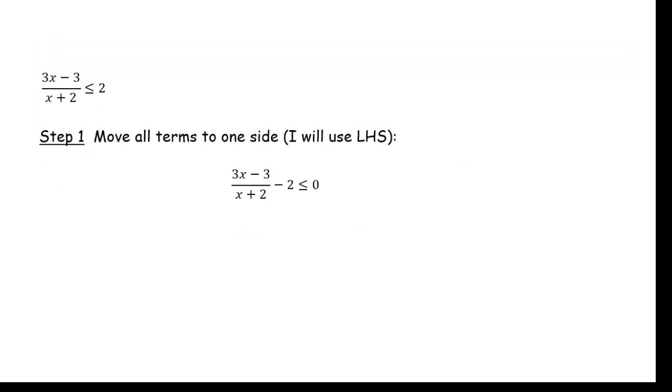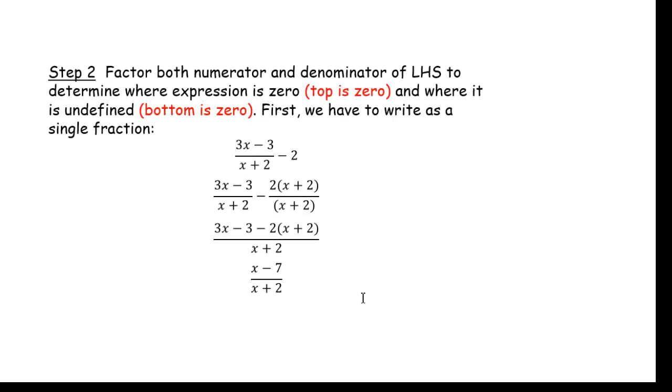All right, so we're going to move the 2 to the other side by subtraction. Now everything's on the left-hand side. We want to write this as a single fraction, and then we can treat it the way we did the rational function in the last video. We can factor the numerator, factor the denominator. Alright, so we've moved the 2 over, and now we want to write this as a single fraction.